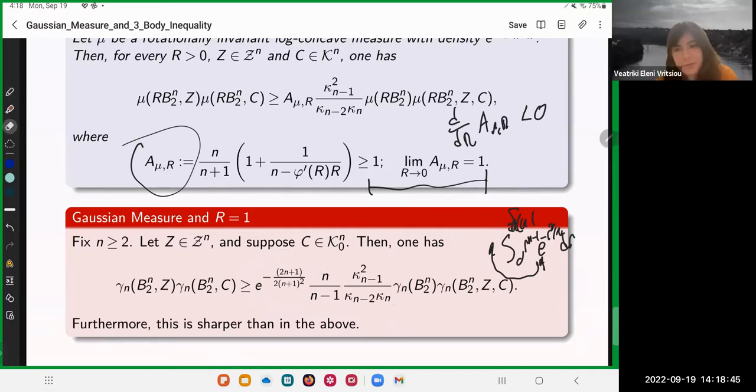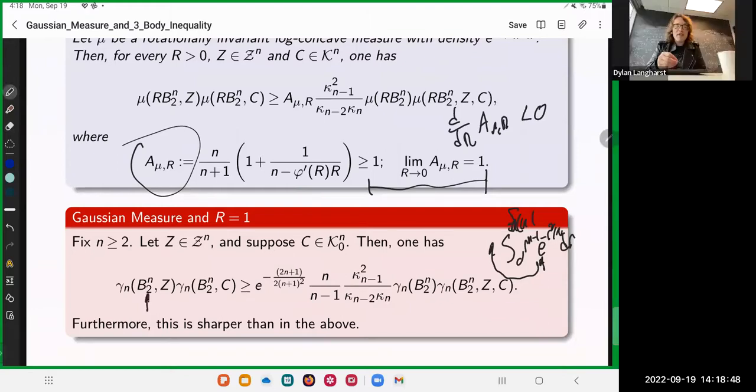However, if we want to replace B2n with some other arbitrary zonoids, we think the constant should get worse. So we only get these sharper constants because we know B2n is fixed. So for all zonoids, the constant shouldn't be as good. So these should go away, we think, for all zonoids.